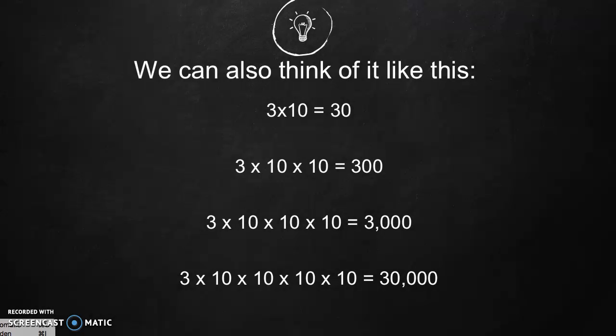We can also think of it like this. 3 times 10 is 30. But instead of writing 3 times 100, I broke my 100 into tens. Do you see how I wrote 10 times 10, which is 100, right? And so I said 3 times 10 times 10 is 300. For my next equation, originally we had 3 times 1,000, but I broke that 1,000 into my tens. And 1,000 is 10 times 10, or 100, times 10 again, 3 tens. So 3 times 1,000 is 3,000.